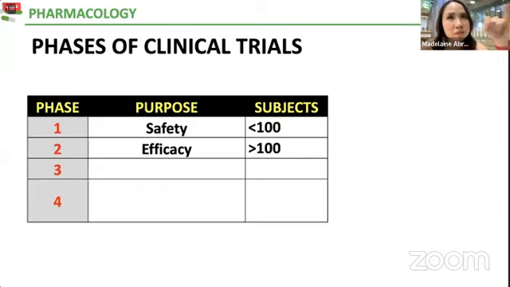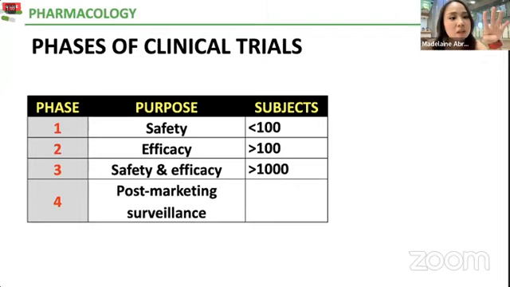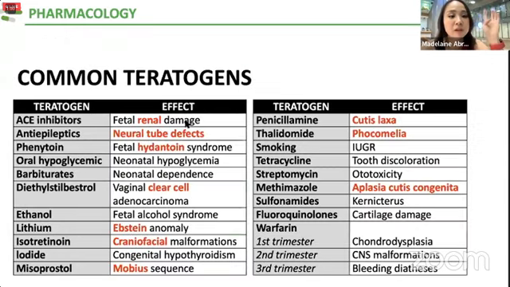Then, once you know it's safe and effective, phase 3, therefore, is your safety and efficacy. So, that's your more than 1,000. Then, your last phase, your post-marketing surveillance. That's where you release it to tens of thousands or hundreds of thousands of people because you already know it's safe and effective. So again, safety, efficacy, post-marketing. This is also applicable for your PrevMed when it comes up.